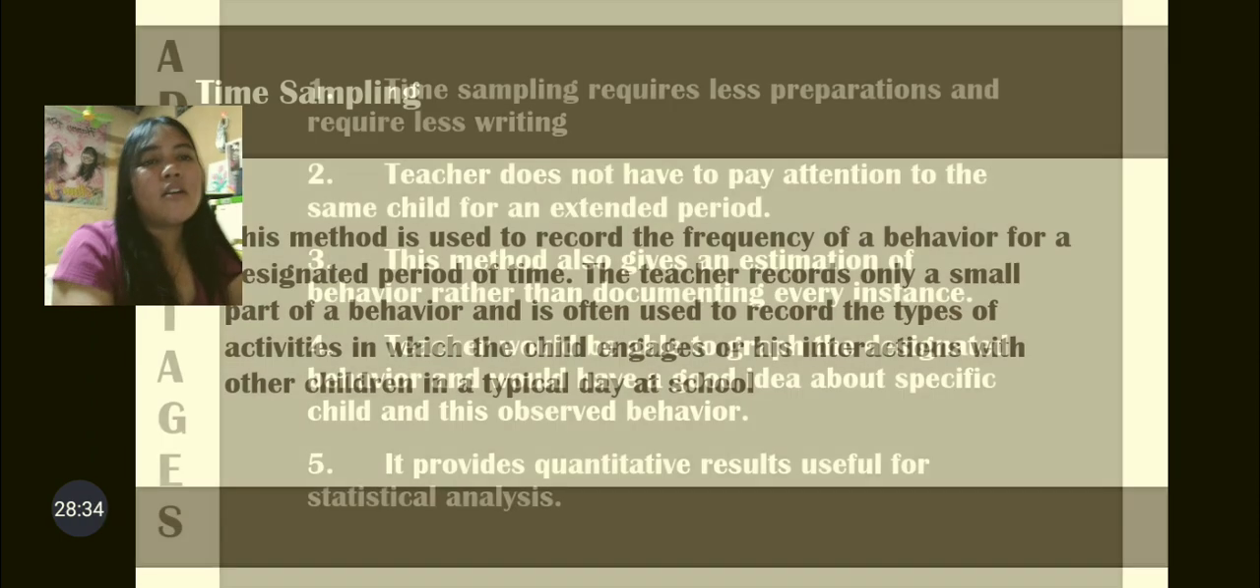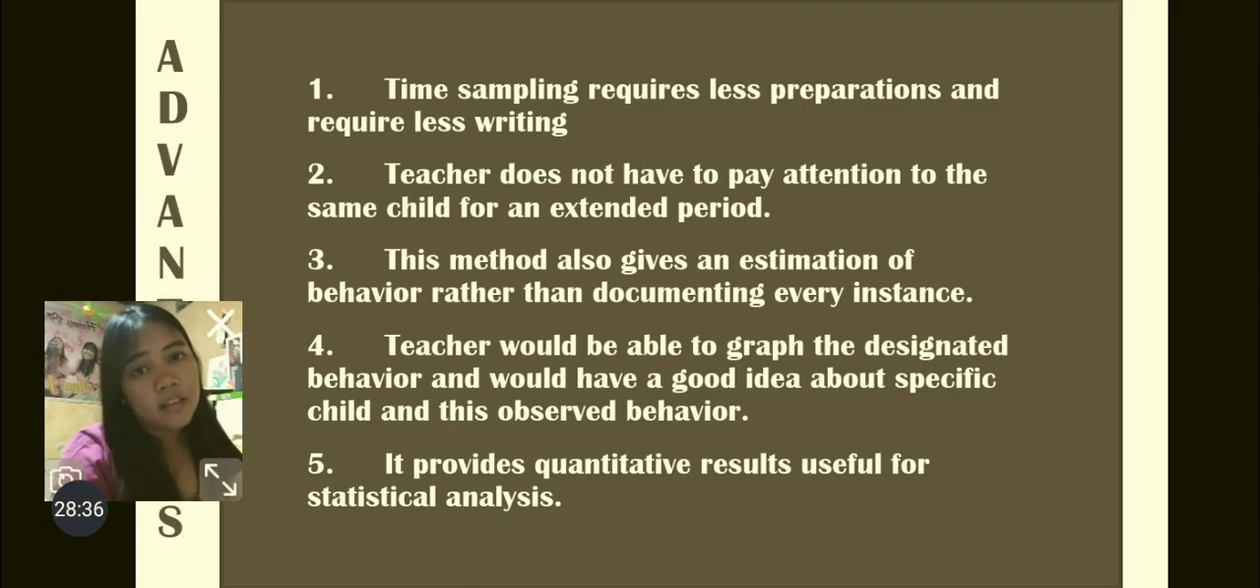So now let's talk about the advantages of having time sampling. Number 1, time sampling requires less preparation and requires less writing. So it is very convenient, more convenient than the anecdotal record. There is less preparation and less writing.